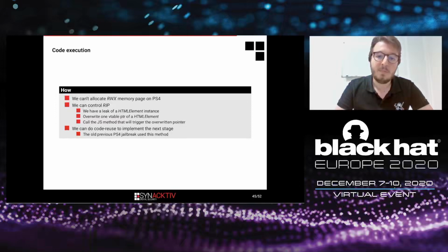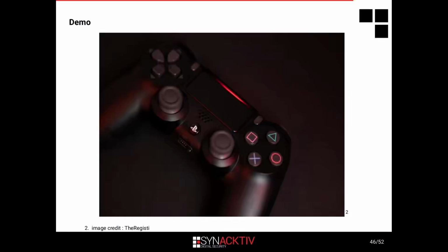On PS4, we cannot allocate RWX memory pages, but we can control the instruction pointer. For example, we can just leak an HTML element object, overwrite its table pointer, and call the associated JS method that will trigger the overwritten pointer. And then we can implement the next stages using code reuse. Most of the previous PS4 jailbreaks used this method. So it is time for a demo.